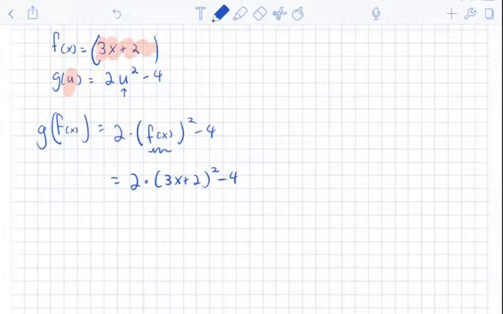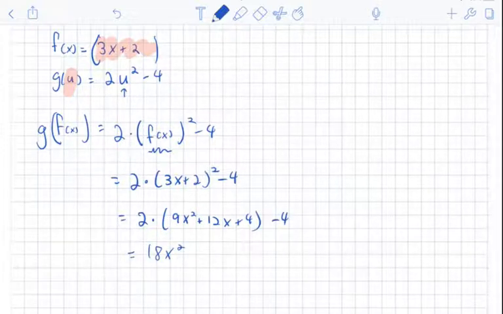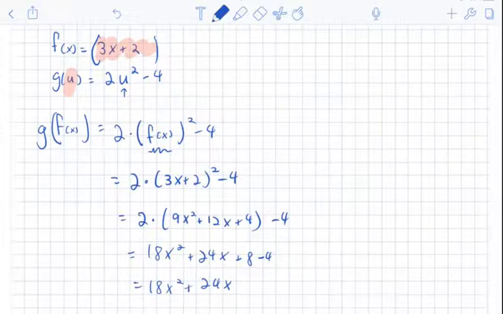And if you want to, you can expand. 2 times, let's see, this is 9x squared plus 12x plus 4, minus 4. That's 18x squared plus 24x plus 8 minus 4. So that's 18x squared plus 24x plus 4. Okay?